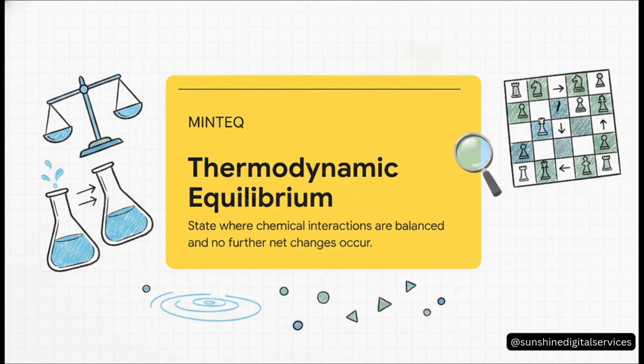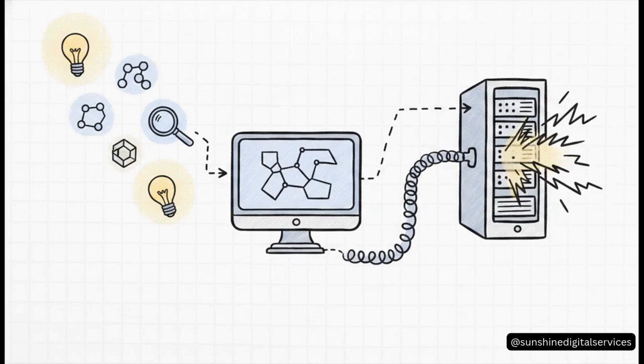Now, to understand MINTEQ, we have to understand its core foundational principle, thermodynamic equilibrium. Simply put, this is the state in a chemical system where interactions are perfectly balanced and no further net changes are happening. Now, that doesn't mean the reactions just stop entirely. It means they're occurring at the exact same rate in both directions. This delicate balancing act is precisely what MINTEQ uses to calculate the final distribution of chemical species in a body of water. It basically fast-forwards to the end of the chemical chess match to see exactly where all the pieces are going to land.